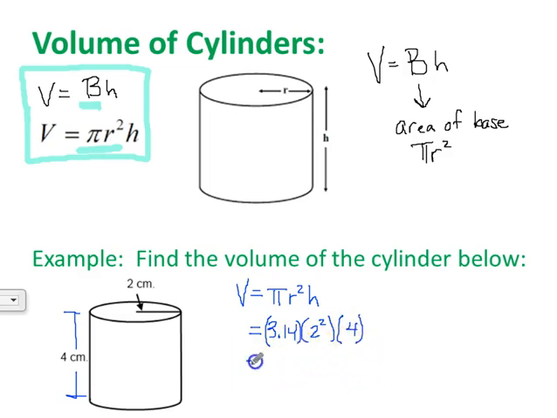So we can go ahead and plug this in our calculator now. 3.14 times, I know 2 squared is 4, times 4. And I get 50.24. If I left my answer just like this, I would get points taken off because you do need to include units of measurement. And when we talk about volume, the units of measurement are always going to be cubed. So it would be centimeters cubed. And that's it. We found the volume of a cylinder using the formula.